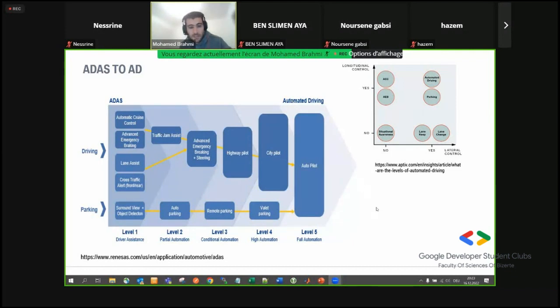Okay, that means here this is the main idea. The main idea is to say, okay, for automated driving systems, we have only level 1 systems, and as soon as we start to combine them, we can increase the level of autonomy.